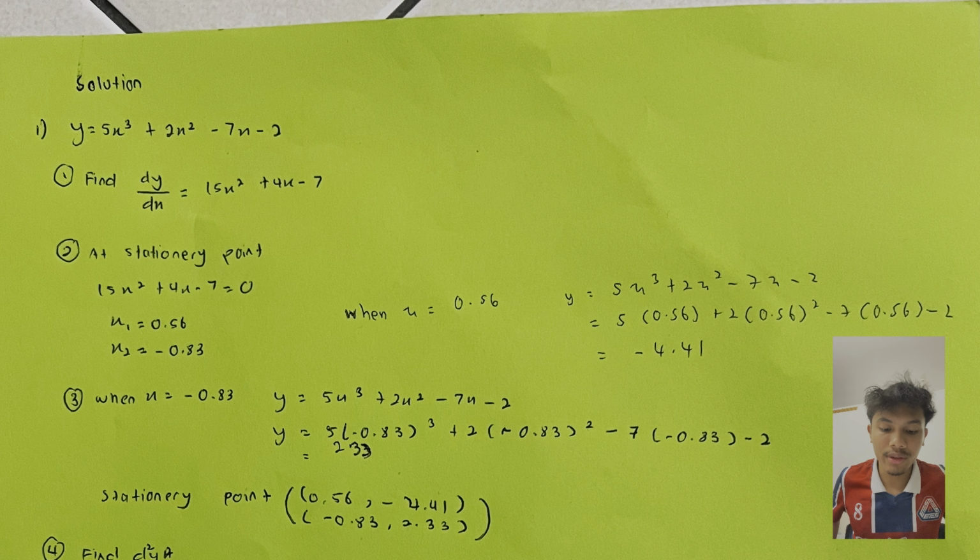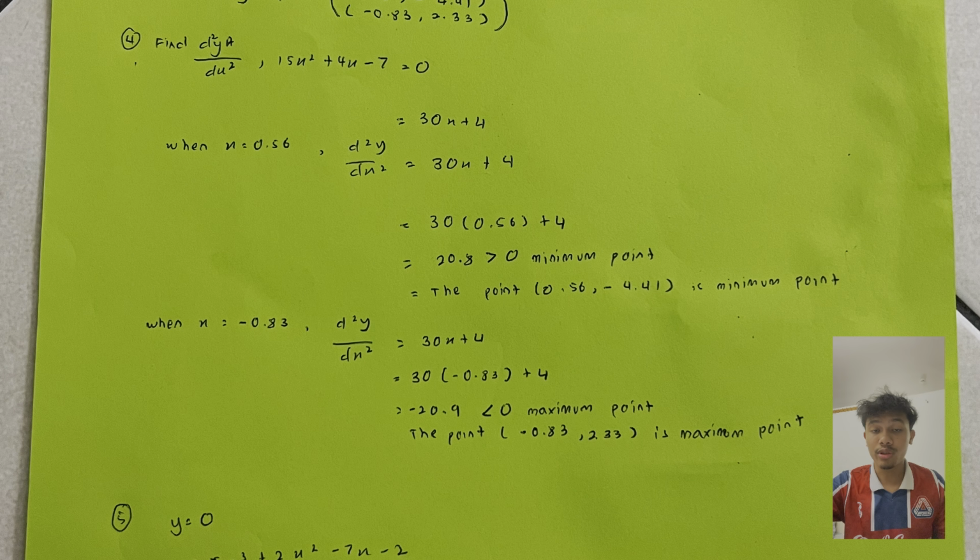At the stationary points, the first one you get is 0.56 and negative 4.41, and the second one you will get is negative 0.83 and 2.33. Then the solution for number 4 you must do is find d squared y over dx squared. That is the derivative of 15x squared plus 4x minus 7, and you will get 30x plus 4 after you differentiate it.